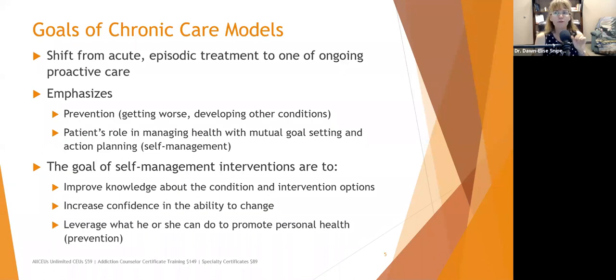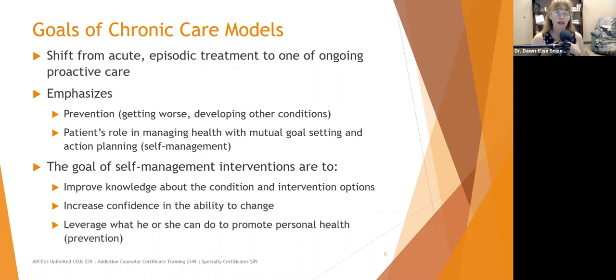Chronic care models emphasize prevention. We want to make sure that we're working proactively, not just waiting till a symptom comes up. And it emphasizes the patient's role in managing health with mutual goal setting and action planning. We want to talk to the client about, what are your goals? How do you want to see this play out? What can you do? What are you willing to do? And for the things that you're, quote, supposed to do, according to your provider, if there's one other than you, which ones are you afraid you can't do, or they just don't seem palatable? We want to talk to them about this and identify reasons why they may not want to do it.